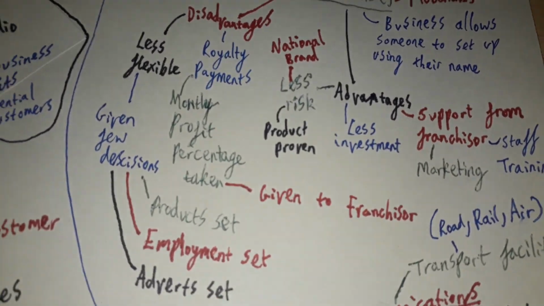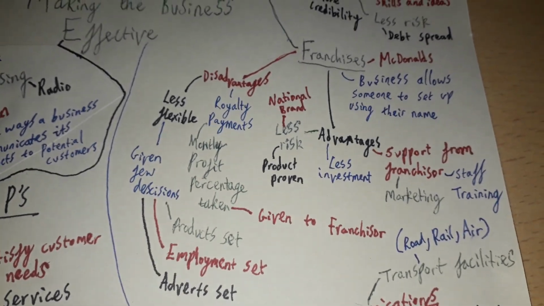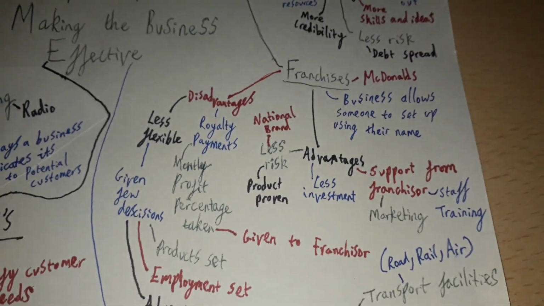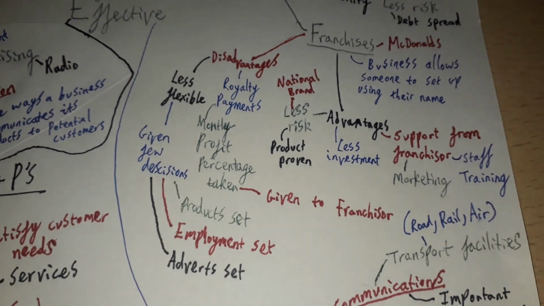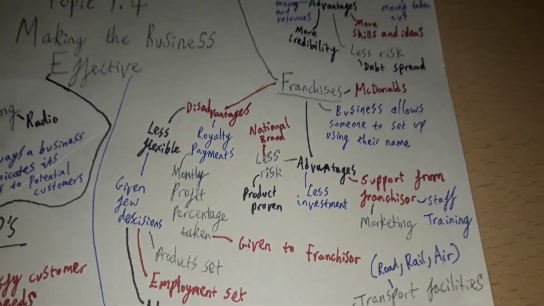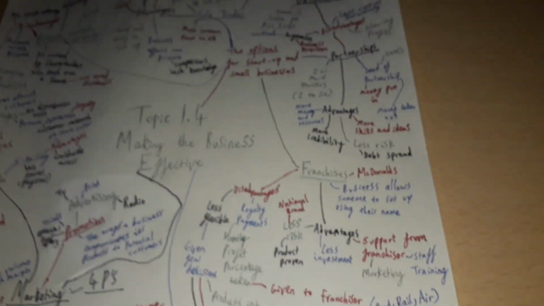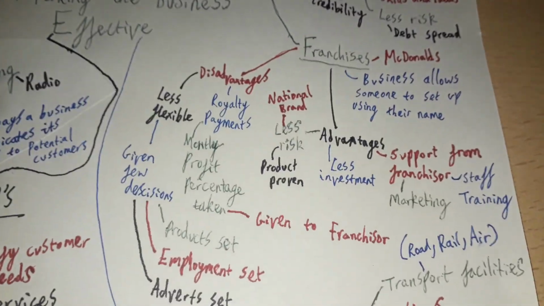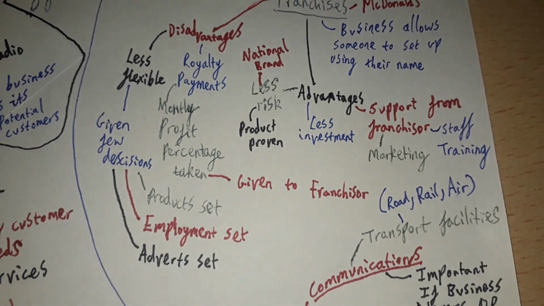Also, employment's set. So they'll tell you, oh, we want a person employed to do this sometimes, and you won't get a decision on whether you want to employ new people or not. Also, adverts are set, because adverts are normally done on a wider scale, like potentially a national scale, so only people higher up will have a say in that.